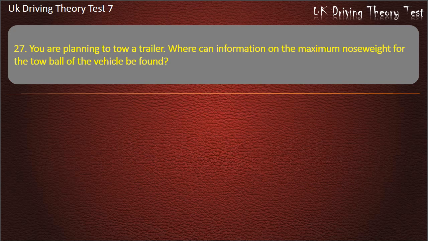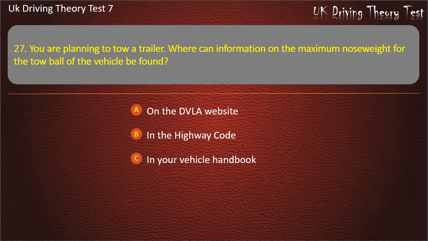Question 27. You are planning to tow a trailer. Where can information on the maximum nose weight for the tow ball of the vehicle be found? On the DVLA website. In the highway code. In your vehicle handbook. On the back of the vehicle. Answer. In your vehicle handbook.